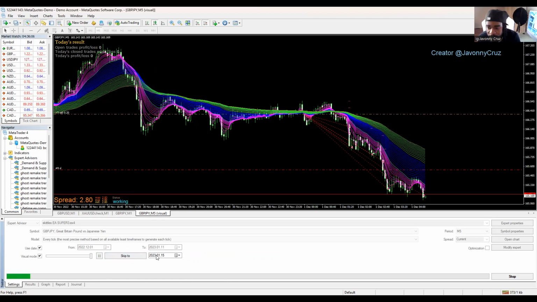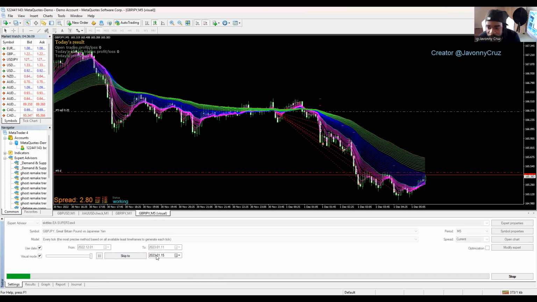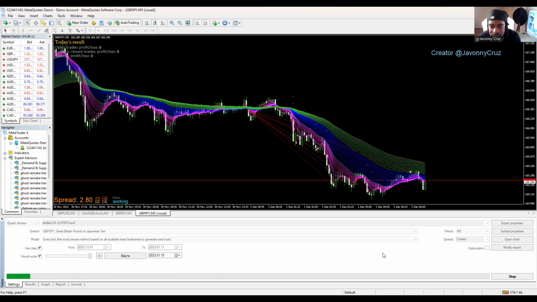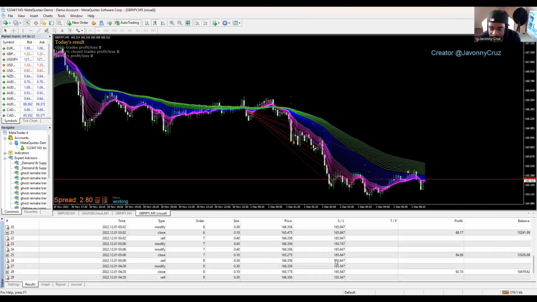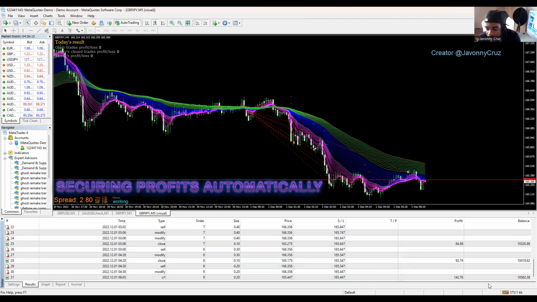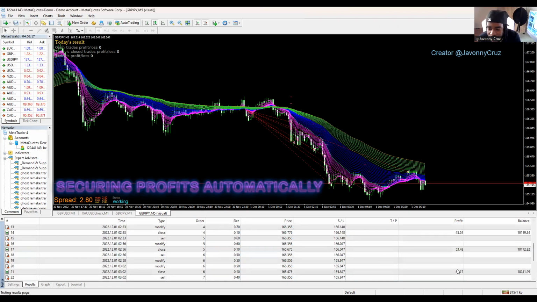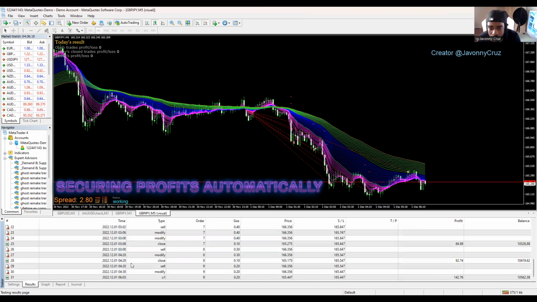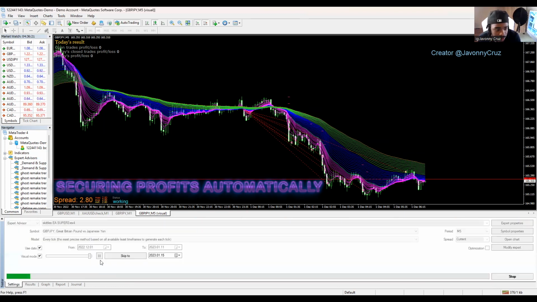All right. And it continues to drop as it trails. And we finally get stopped out. Okay, so we end that one with $562 as it took profit through the whole ride down. Okay, so let's continue.